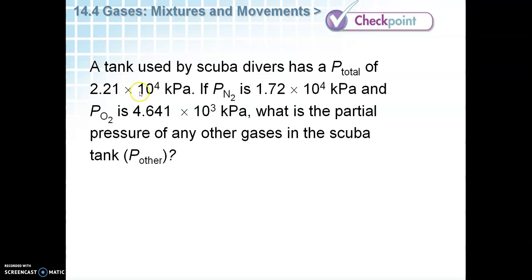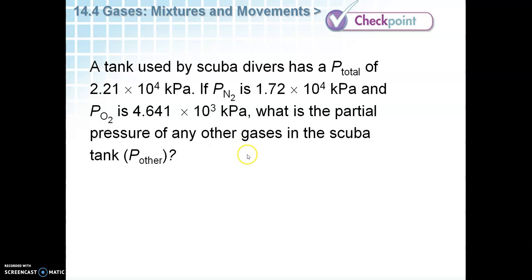Here they use scientific notation, which is kind of annoying, but again, we can live with that. We have a scuba tank, has a total pressure of this ugly number, 2.21 times 10 to the 4th. If they tell us that nitrogen is this, 1.72 times 10 to the 4th, and oxygen is that, what's the partial pressure of any leftover gas in there, whatever else they put in there?